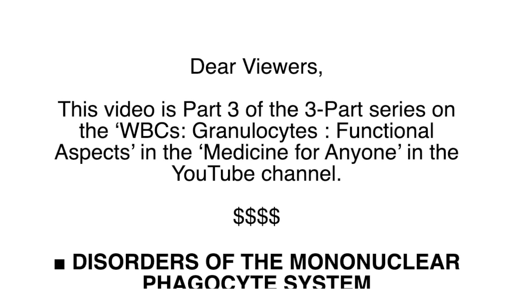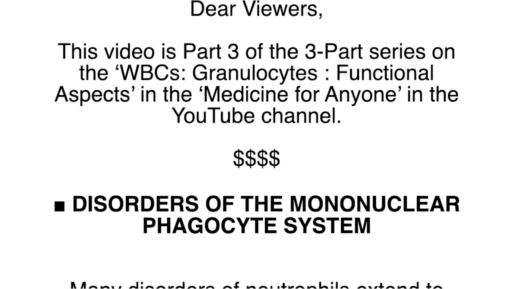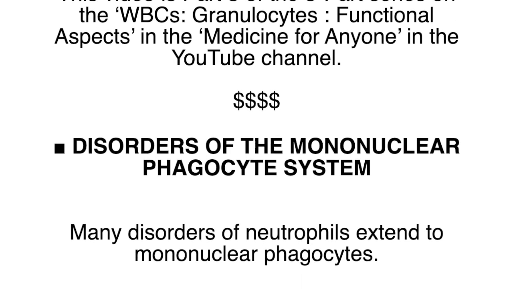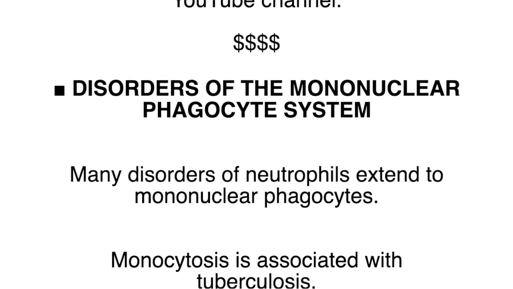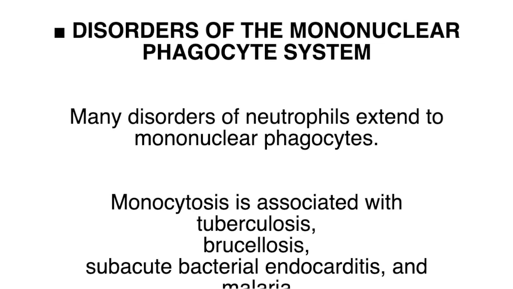Disorders of the mononuclear phagocyte system. Many disorders of neutrophils extend to mononuclear phagocytes. Monocytosis is associated with tuberculosis, brucellosis, subacute bacterial endocarditis, and malaria.